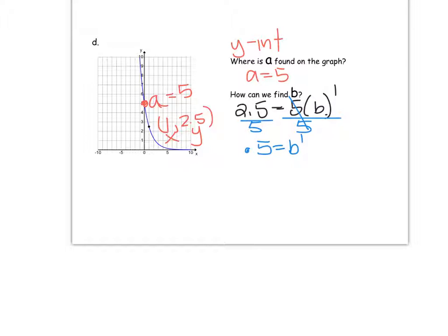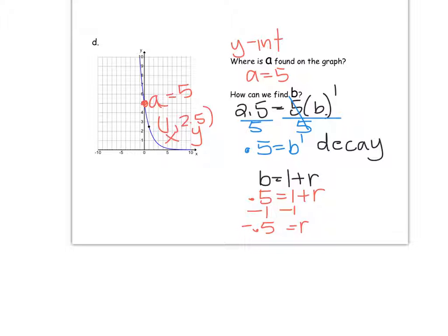It's between 0 and 1, so it's a decay. And if B equals 1 plus R, then we can now find what the rate is, the rate of decay. So we know 0.5 equals 1 plus R. Subtract 1 to find R. R will equal negative 0.5. Multiply by 100, so we're moving the decimal 2 spaces. So we have a decrease of 50%.